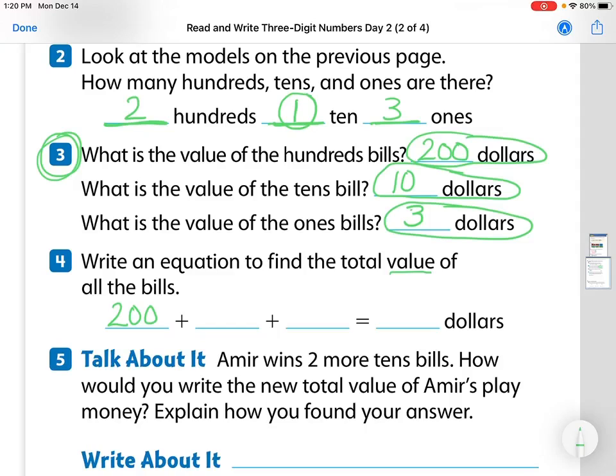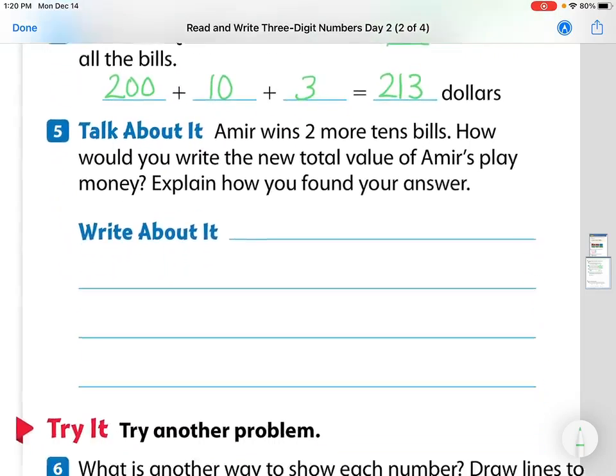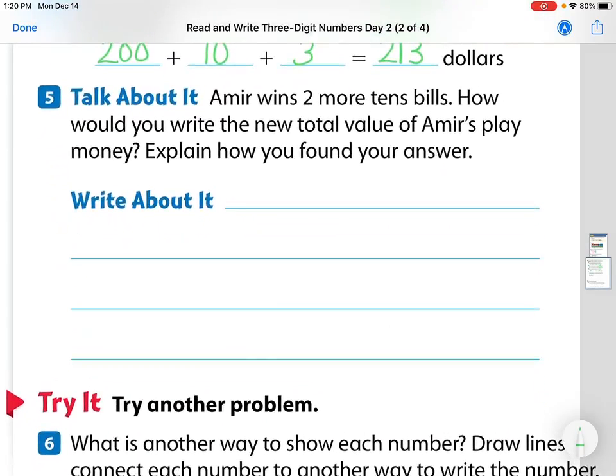Now we're going to add the value of the tens bills, which was 10. And now we'll add finally the value of the ones, which was 3. And when we add those 3 numbers together, 200 plus 10 plus 3, we end up with $213. Okay?